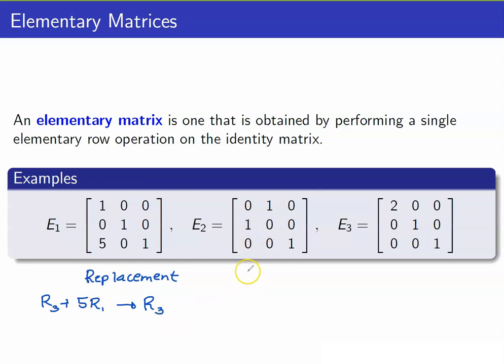Here in E2, this was obtained from the identity by swapping. Here we swapped rows 1 and 2. And for E3, this was obtained from the identity by scaling. We multiplied row 1 by 2.